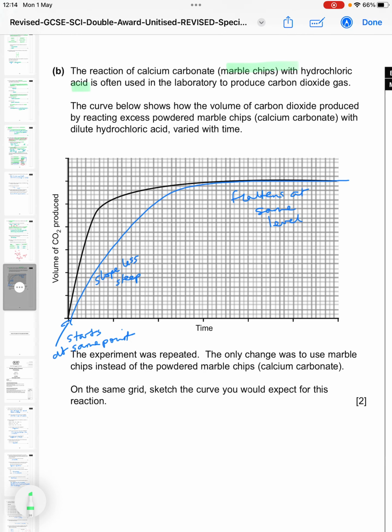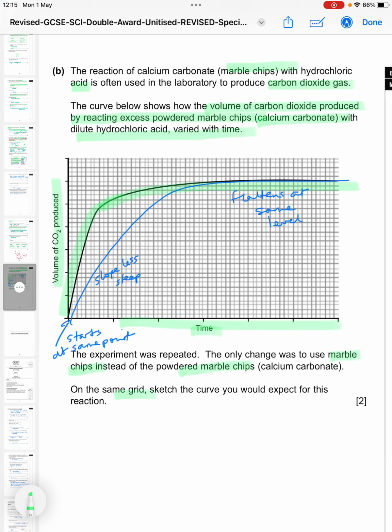Just like in maths, you can cancel the numbers if they're the same, so it's MgO. Finally, we've got a nice little graph. So the reaction of calcium carbonate or marble chips with hydrochloric acid is often used in the laboratory to produce carbon dioxide gas. The curve shows how the volume of carbon dioxide produced by reacting excess powdered marble chips with hydrochloric acid varied with time. So you see time along the x-axis and the volume produced is on the y-axis. So it says the experiment, there's our first line there. Okay, so it goes up quite steeply and then flattens off.